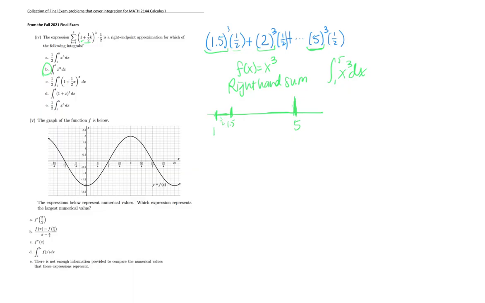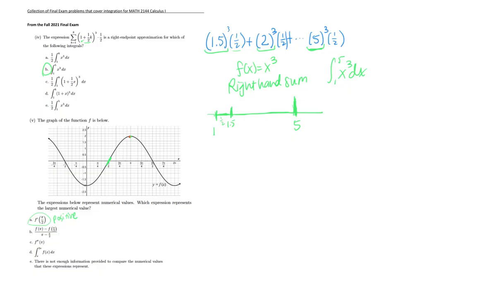All right, so the next one says, this is a graph of my function. The expressions below represent numerical values. Which expression represents the largest numerical value? So the first one says f prime of pi over 2. If I look at that, that is something positive. For the next one, it's f of pi minus f of pi over 2. So it's going to be this.